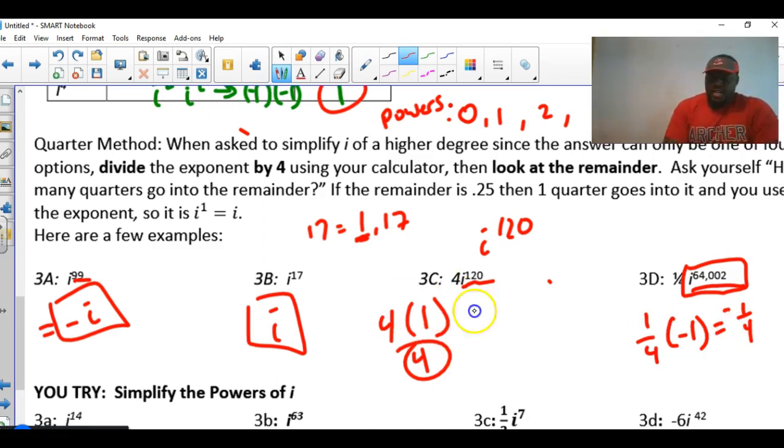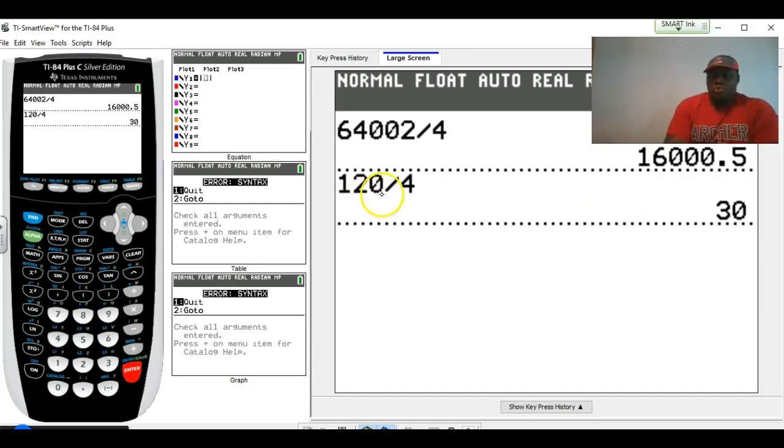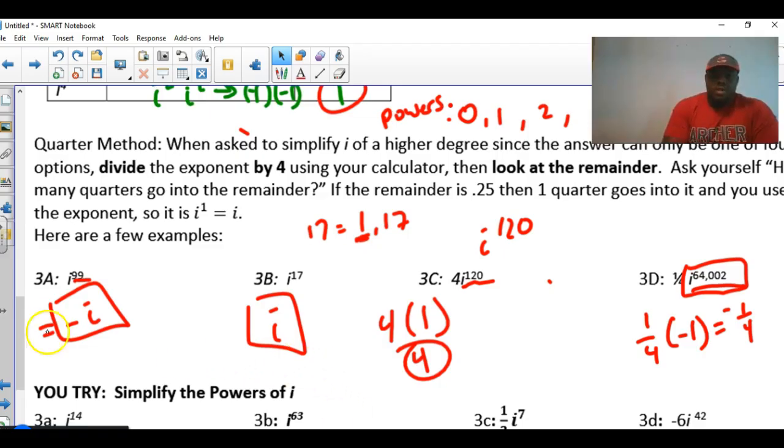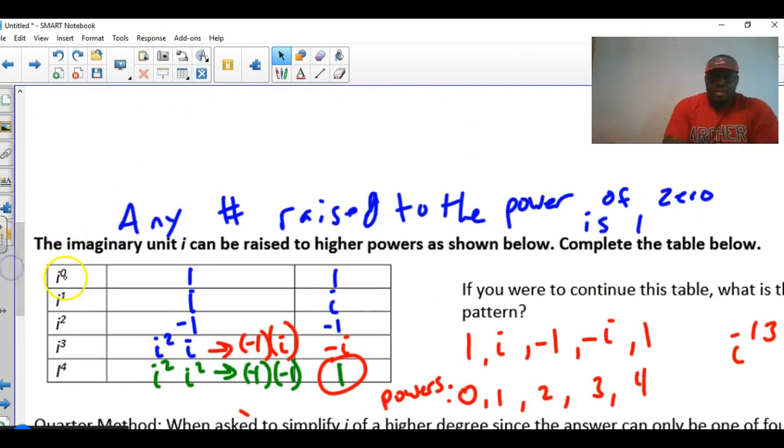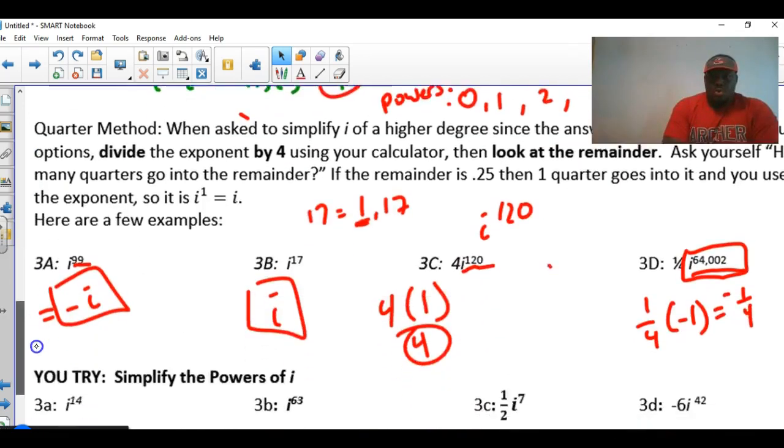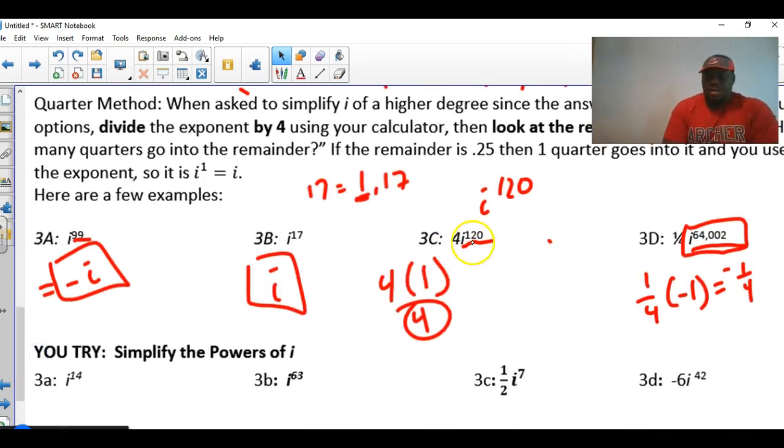Just to show you, if we were to check this, 120 divided by 4. Again, you can use the calculator. If I take the exponent of 120 and divide by 4, it's just 30. There's no remainder. So if we go back to our chart, no remainder, 0, the answer is 1. So i to the 120 is 1, and I have 4 times 1 is 4.